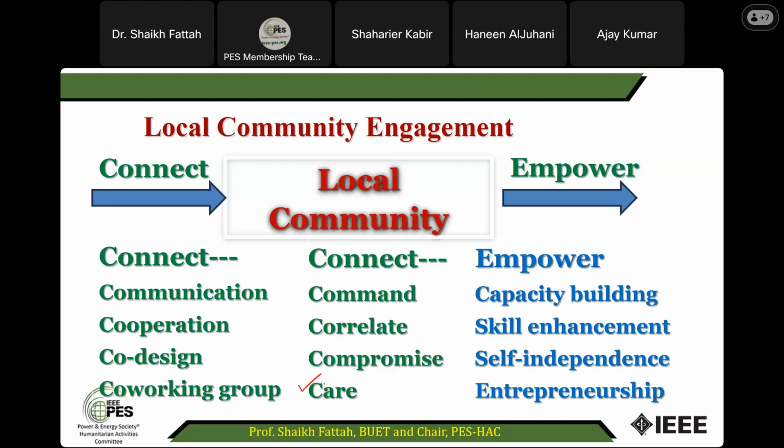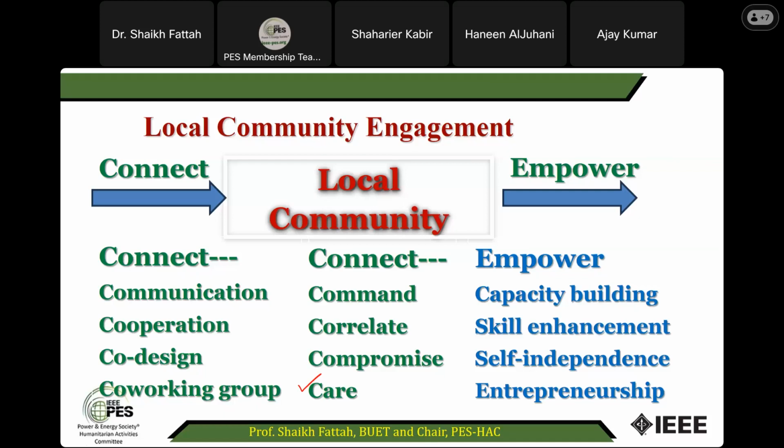Sometimes, I mean, it's a misunderstanding. The community may think that you are there for your own benefit. Somehow you have to prove that it's not your benefit, it's the benefit of the community. You are there to help them to establish that particular facility. So these are the few things. And empower, what does it mean?